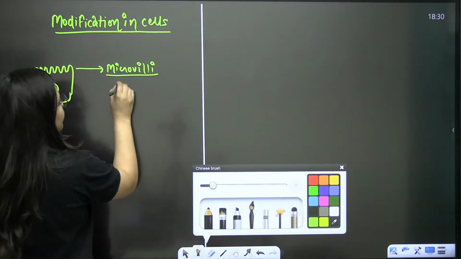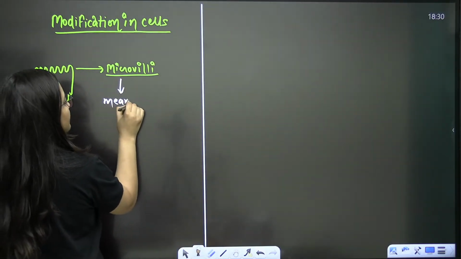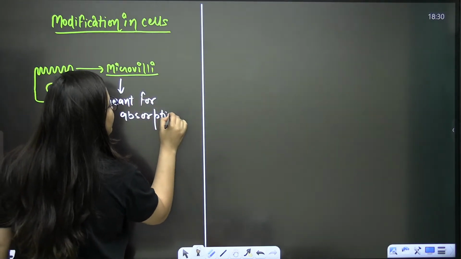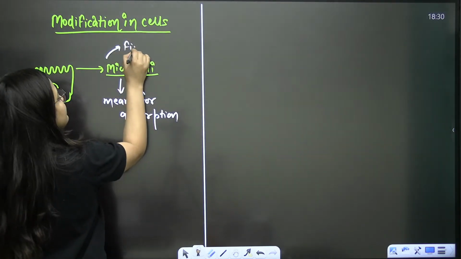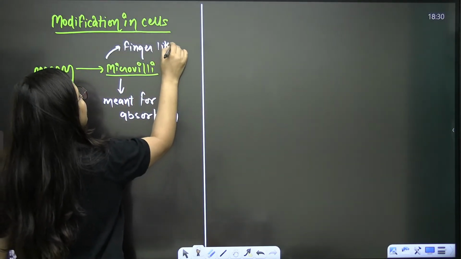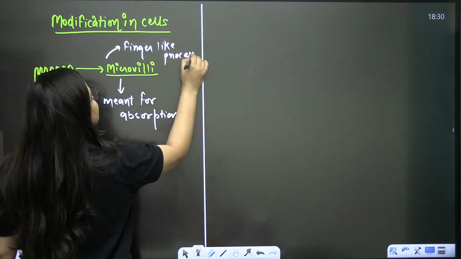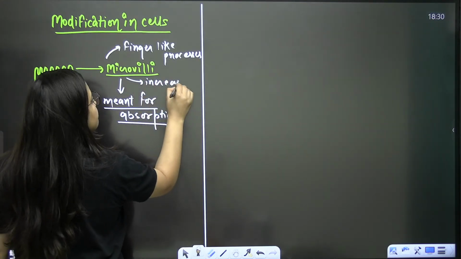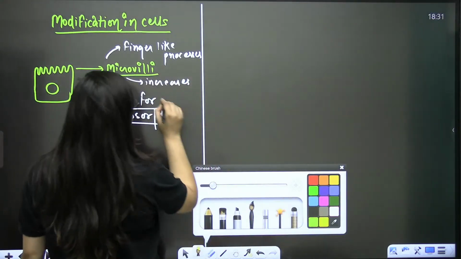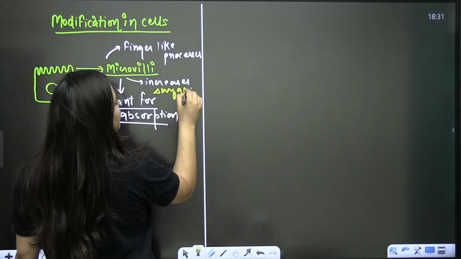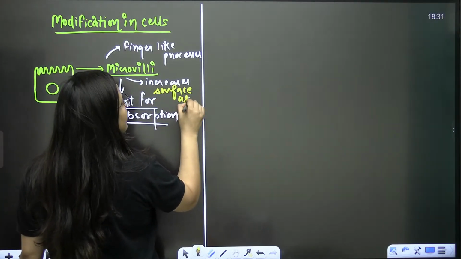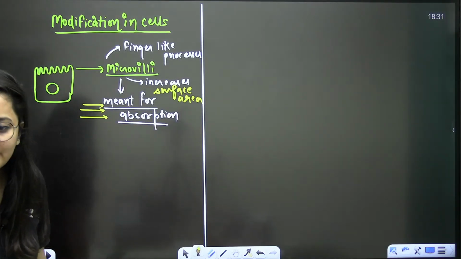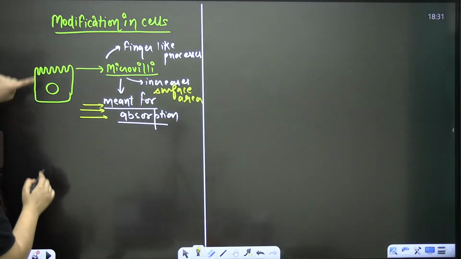These microvilli are meant for absorption. They increase the surface area. They are finger-like processes. They increase the surface area, yes or no? And they are meant for absorption. So these are the microvilli.